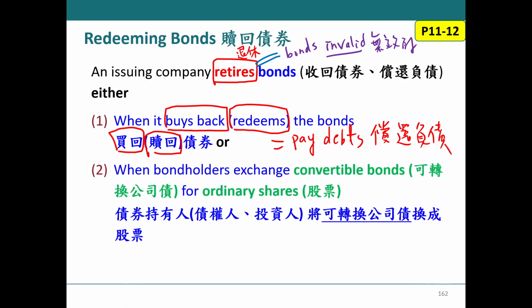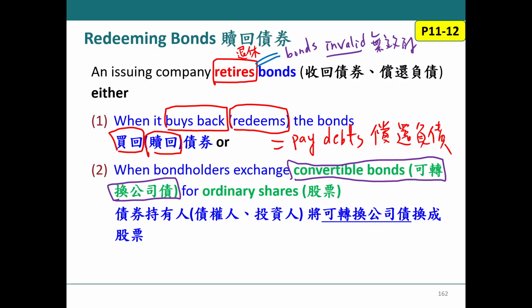Second one, more complicated, is what? Convertible bond. Remember what is convertible bond? 可转换公司债. Your bond could convert into shares, right? So bondholders become shareholders, right? So that's why the bond is invalid, because right now they got shares.